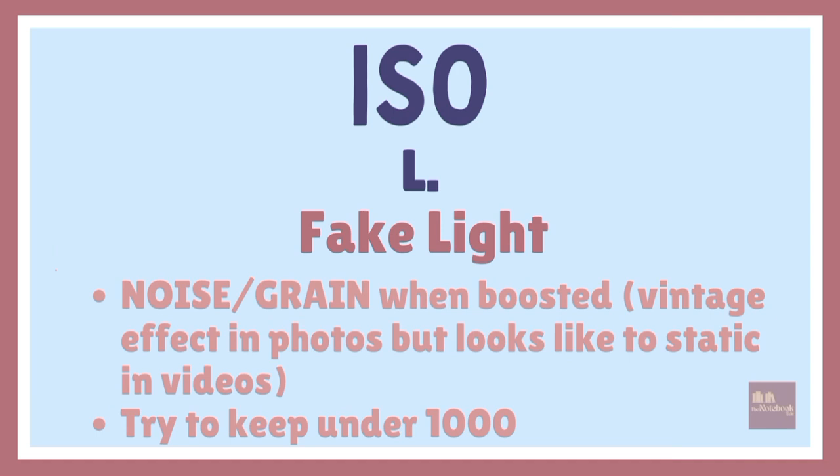Next we have ISO. ISO is basically the fake light, how light or dark your picture is. One thing that we have to keep in mind with ISO is that if you boost it a lot, a lot of noise or grain will come in your picture or video. In photos it will look okay, it will give you a very vintage effect, but in videos it will look like TV static. So we have to make sure that the ISO is not too high, and we have to try to keep it under 1000.